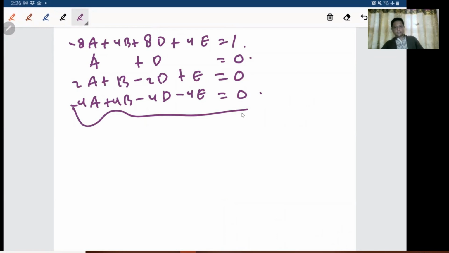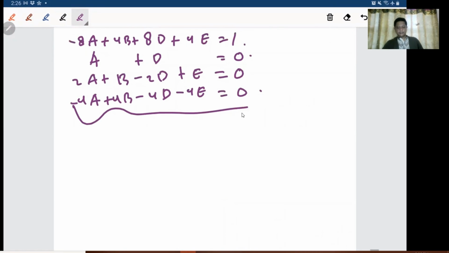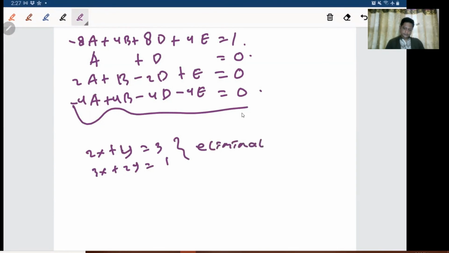How to solve this kind of equation? I think in your junior high school, you have something like this, right? For example, 2x plus y equal to something, 3x plus 2y equal to something, and you can do elimination, right? Correct. Just multiply the first row by 2 and then see the difference you have on the x. This one is also the same.